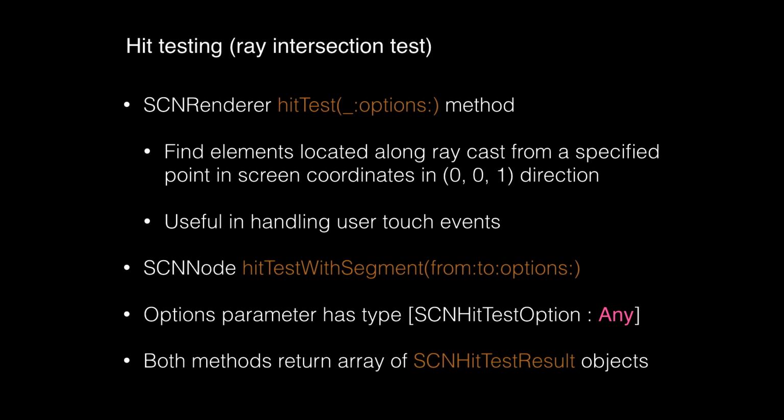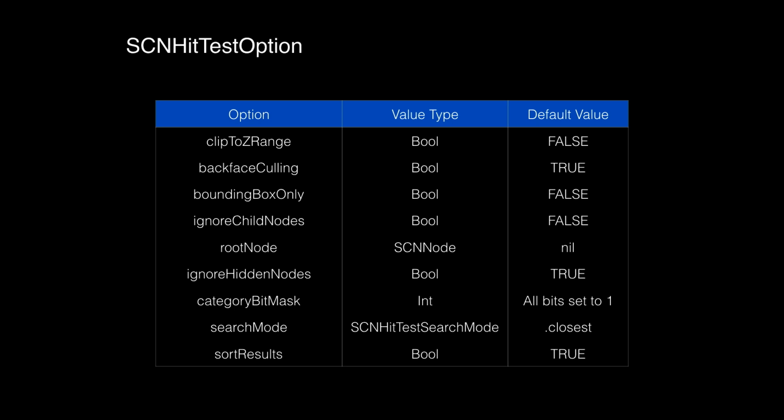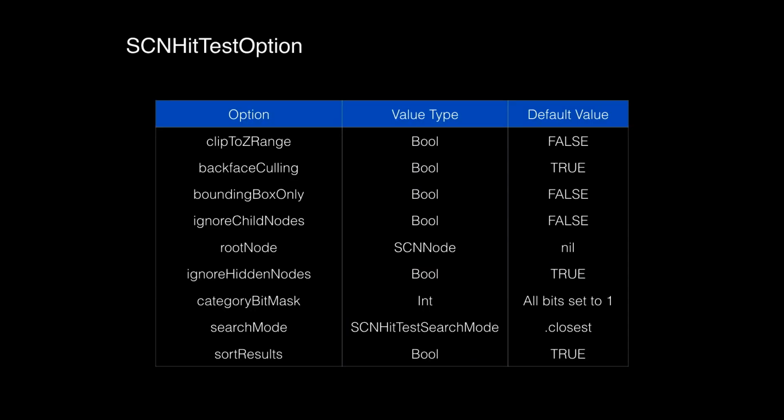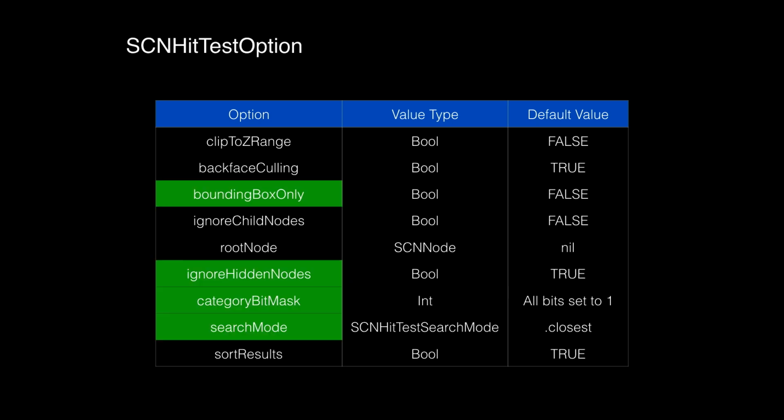And there are also other methods, but they are less useful when creating 3D UIs. The hitTest method accepts an options parameter, and there are several options that can be used to control the behavior of hit testing. The most useful one in creating 3D UIs is the Boolean property boundingBoxOnly. When this property is set to true, the intersection with the bounding box only is checked.